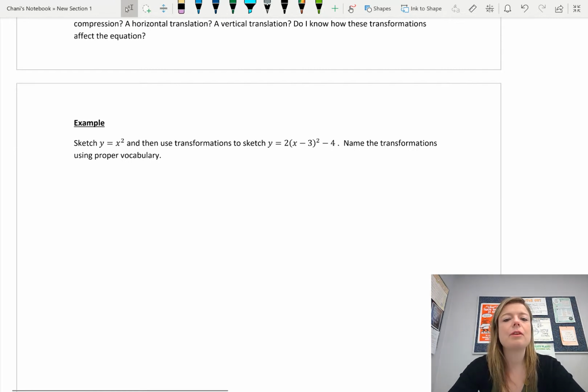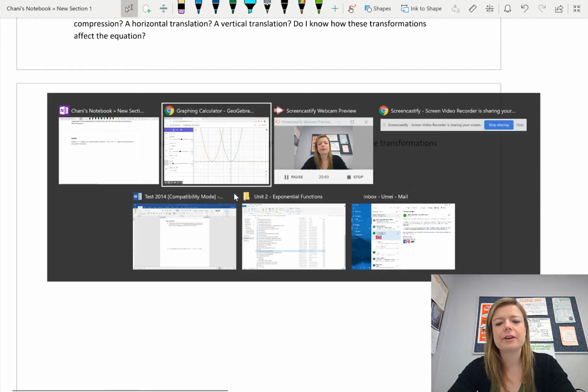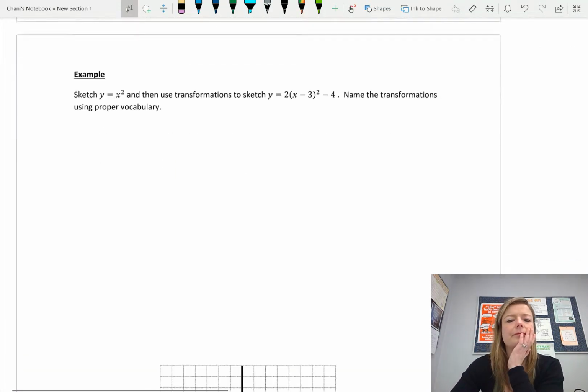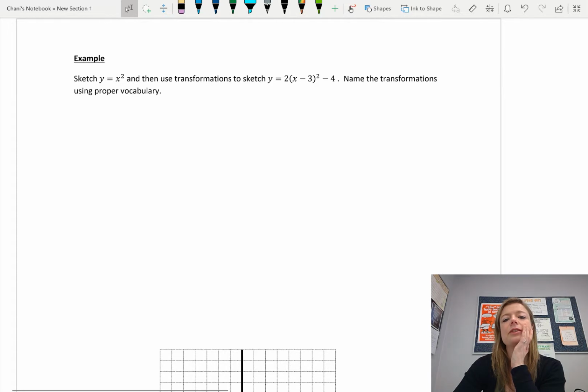Okay, one last example where I put all three together. So basically you will have a parabola that is being stretched, moved to the right, and moved down. So three things happening to it.